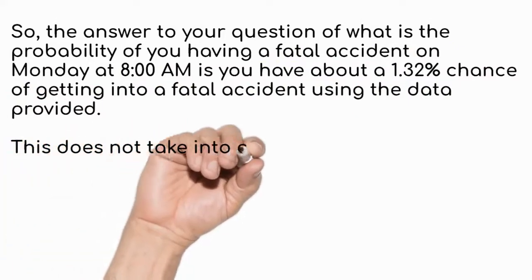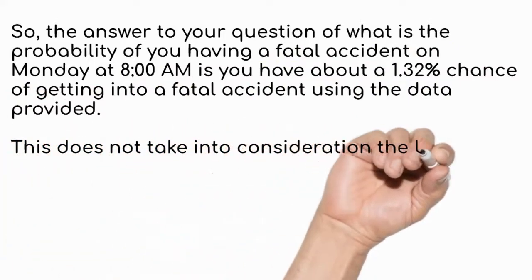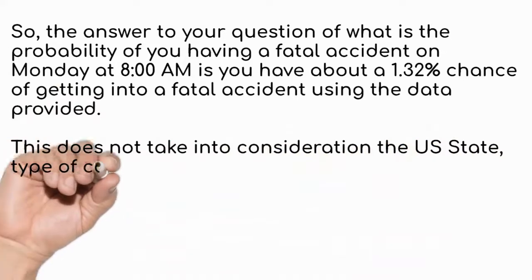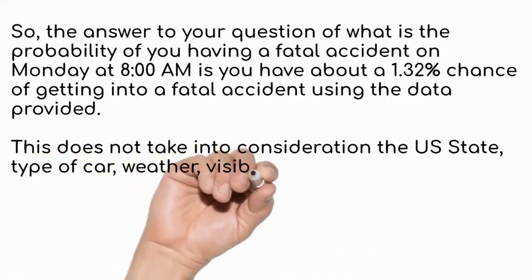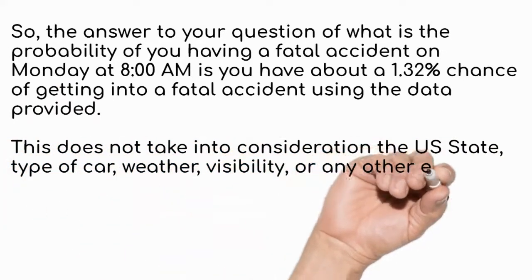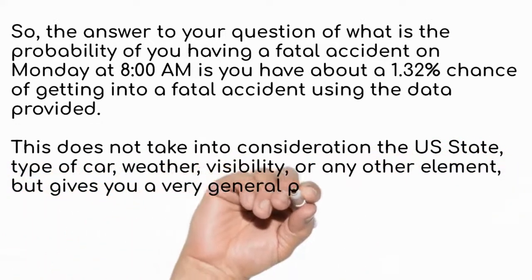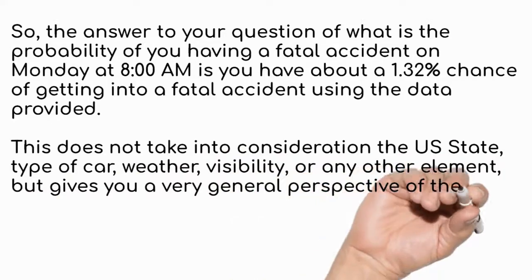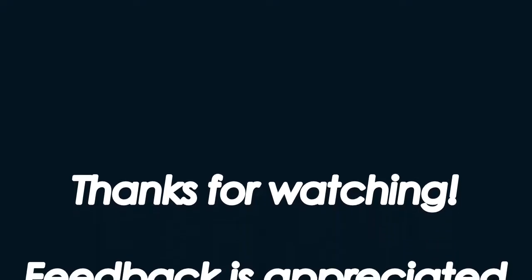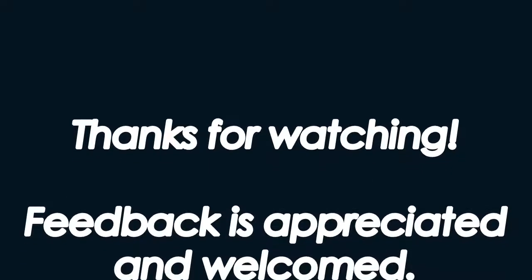So this is what we're talking about here. And now there's a lot of variables you don't take into consideration. You don't take into consideration U.S. state, type of car, weather, visibility, but there are databases that can help you do that. So this is just another example that you can take a look at a real world situation and use those situations to increase your knowledge of how probability can help you make a decision.